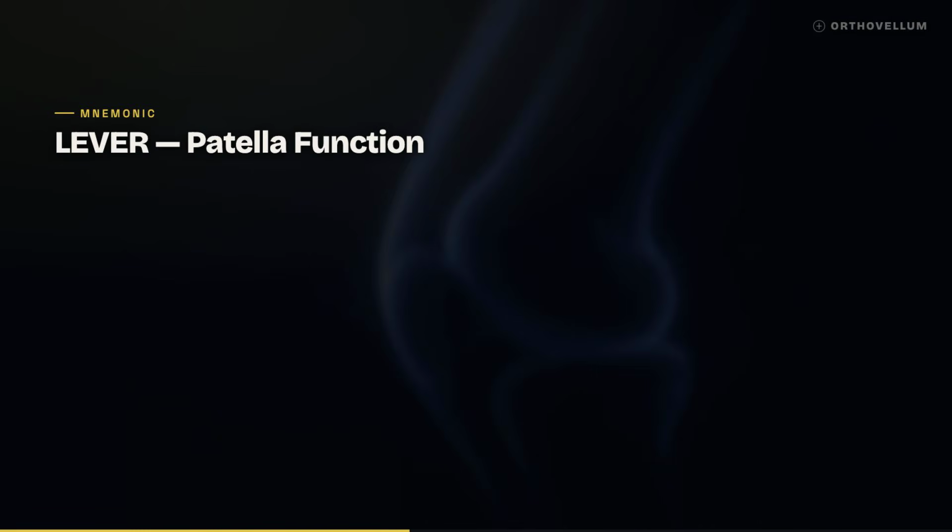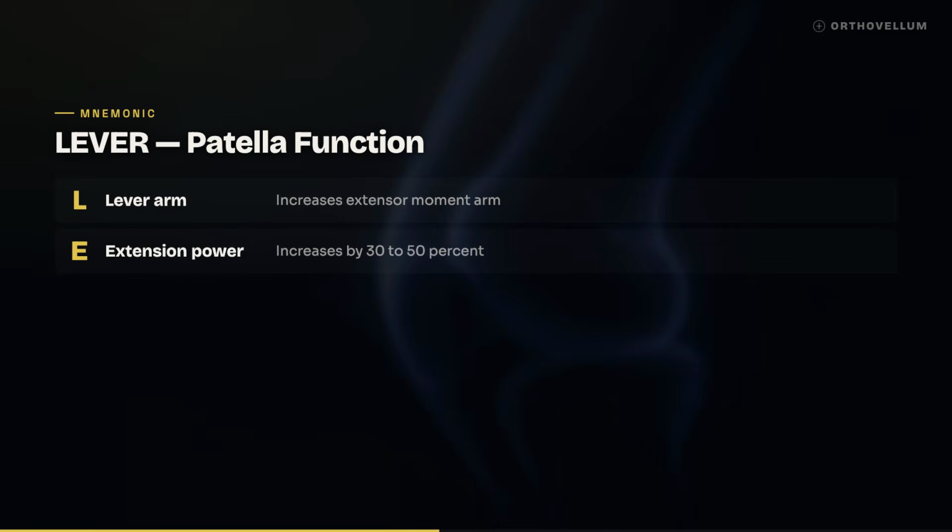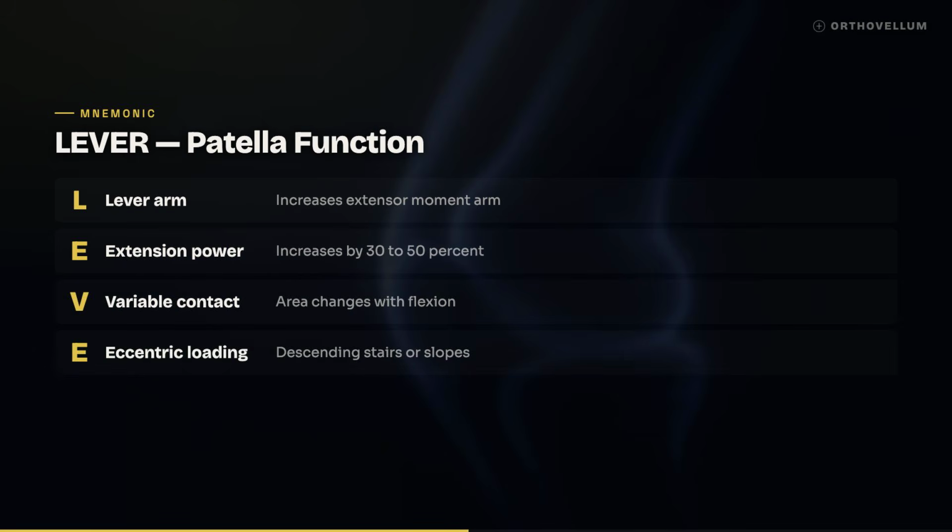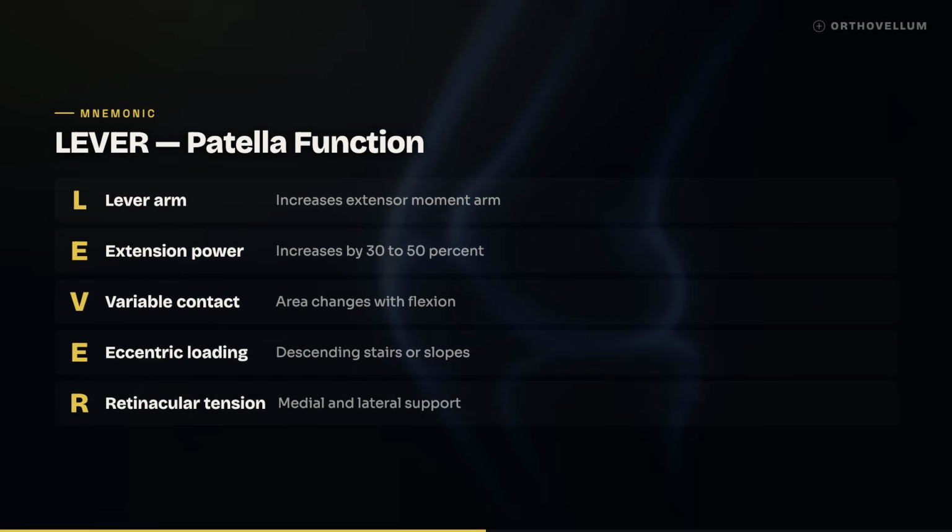To understand why we manage these fractures so carefully, remember the patella's function through the LEVER mnemonic. It acts as a lever arm, increasing extensor power by up to 50% by elevating the quadriceps tendon away from the joint's center of rotation. It also bears variable contact forces depending on the degree of knee flexion and relies heavily on the surrounding medial and lateral retinacular tissues for structural tension.